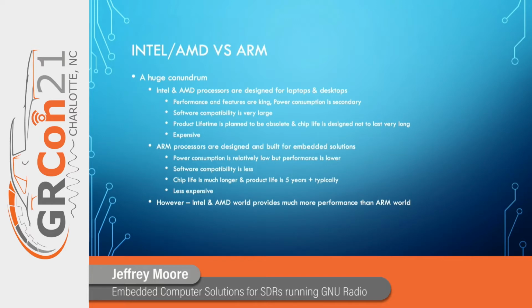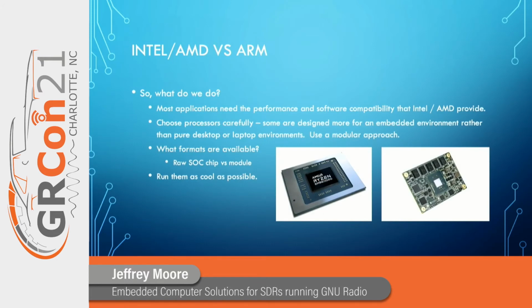So the Intel and AMD world provide a much higher performance than the ARM world, but the ARM world really won't work for many applications, especially involving GNU Radio and these kind of DSP applications. So what do we do? So most applications need the performance and software compatibility that Intel and AMD provide. You have to choose the processors carefully.